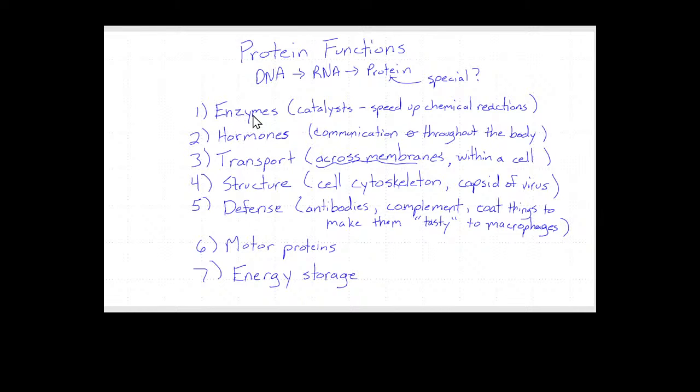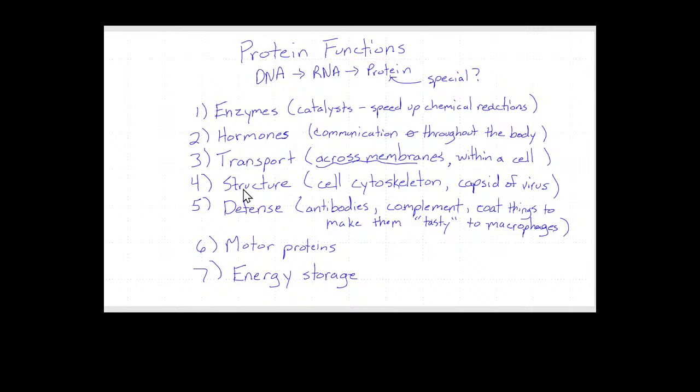So we can have enzymes in a cell. We've talked about enzymes previously, and we'll come back to them again when we get to metabolism. But enzymes are catalysts. They speed up chemical reactions. Hormones could be proteins that are used to communicate throughout the body. A third function for proteins would be transport. Maybe it's transport across a membrane or within a cell. I'm going to come back to that because I have motor proteins as a separate point. But anyway, getting molecules moved around in the body can be aided with proteins.